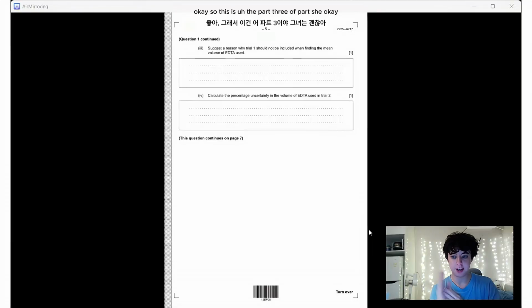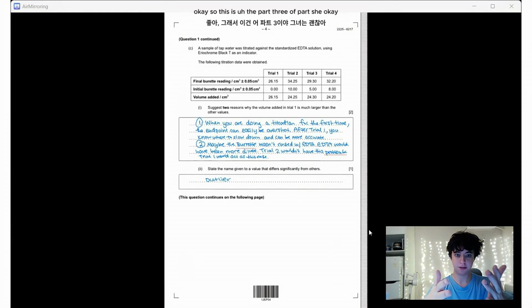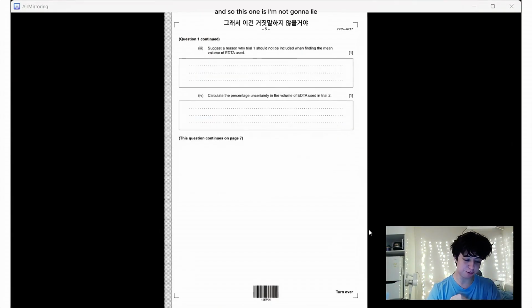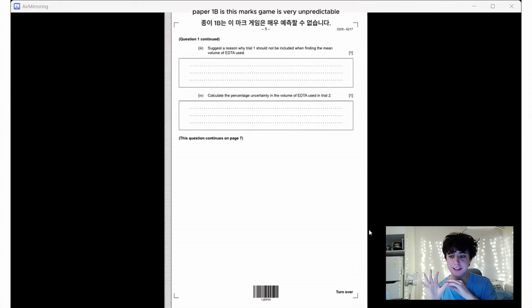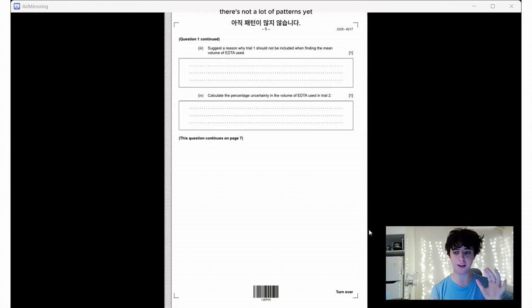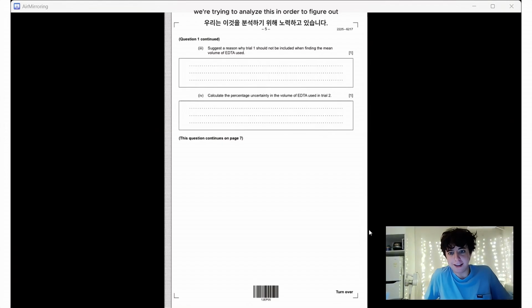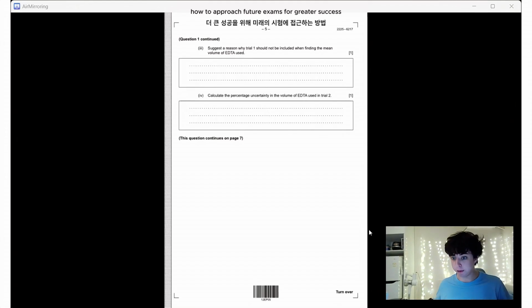Okay, so this is part 3 of part C. And this one, I'm not gonna lie, stumped me. Like I've said, paper 1B, this mark scheme is very unpredictable. There's not a lot of patterns yet for future exams, so we're trying to analyze this in order to figure out how to approach future exams for greater success.